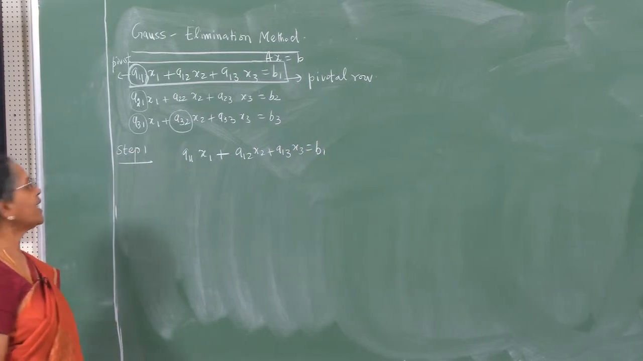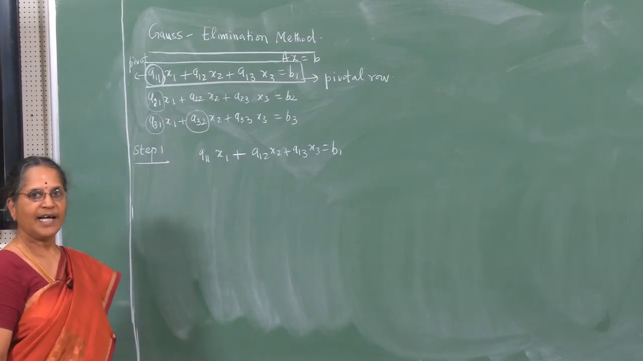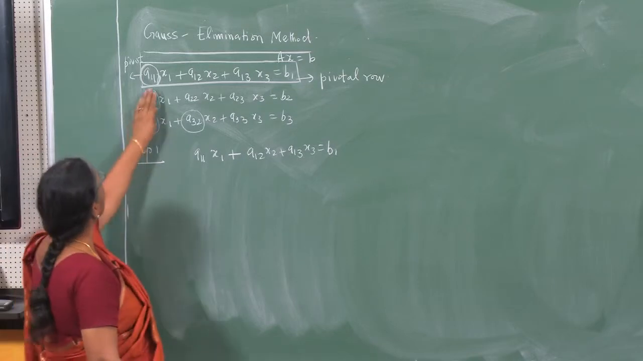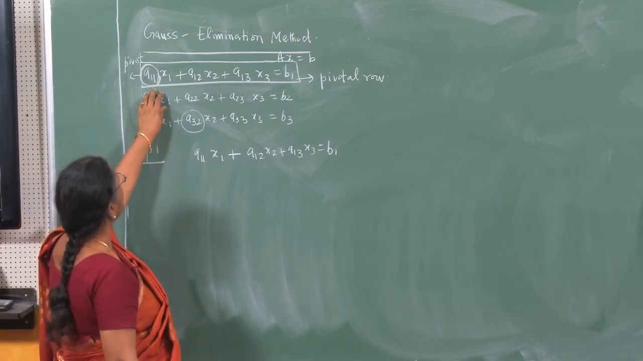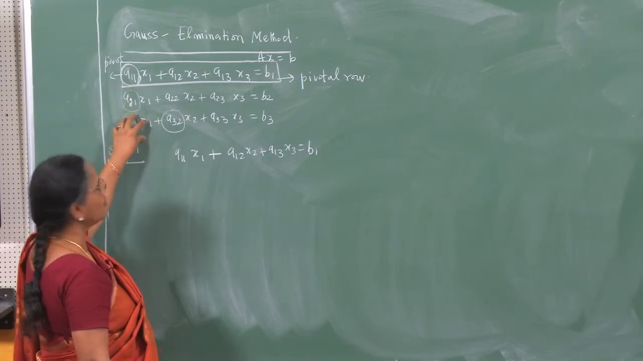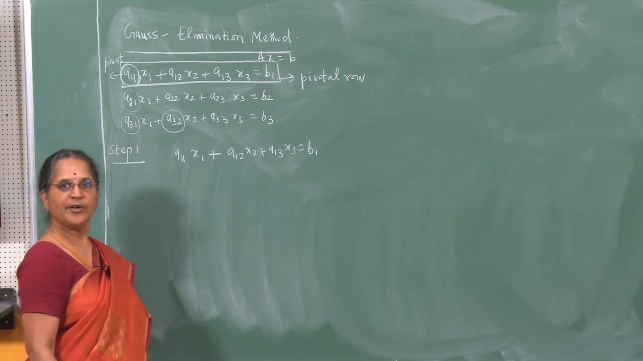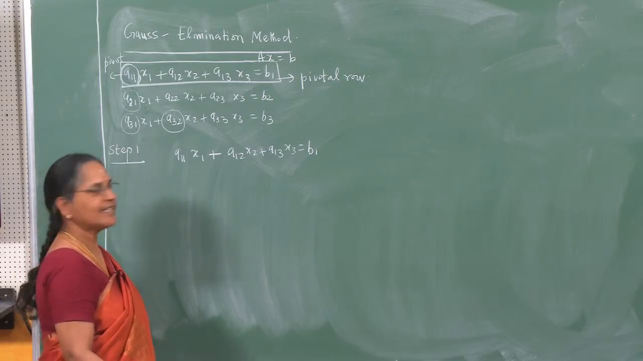I want to convert this system to an upper triangular system. As I already remarked, I want the entry which is the coefficient of x1 in both the equations, namely the second and the third equations, to be 0. So, I perform the following row operation. What is it that I do?